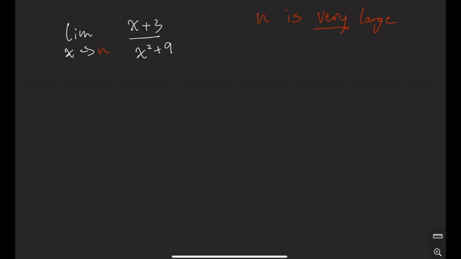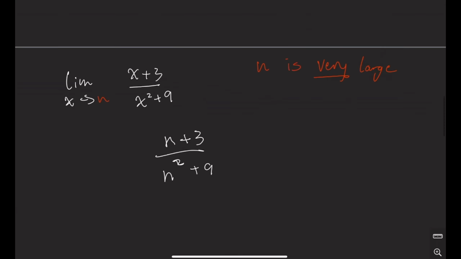Okay, so now let's take another limit. The limit as x approaches infinity of x plus 3 over x squared plus 9. Okay, so infinity is not a number. You have to know that. But if I treat infinity as a really large number, I'll pretend it's n, right? This number becomes n, some number n, and n is very large. Then what am I going to get? I'm going to get a really large number plus 3, and then a really large number squared plus 9, right?